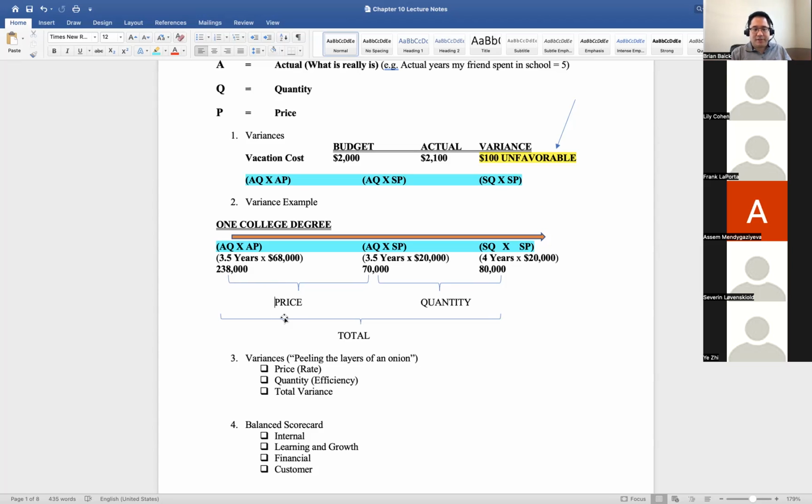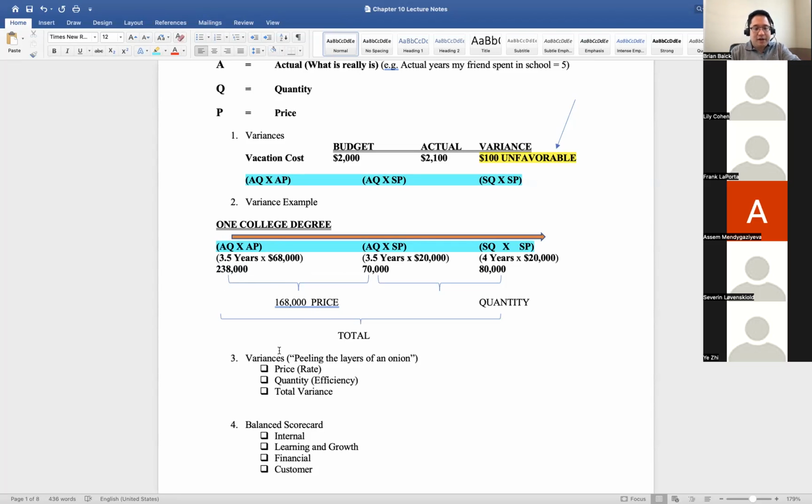Let's figure out the price variance. 238,000, that's on the left side, minus 70,000 equals, let me do that again. I typed it wrong. 238,000 minus 70,000 equals 168,000. This is a positive number, right? Because here, I take 238,000, going left to right, minus 70,000. That's 168,000. It's a positive number.